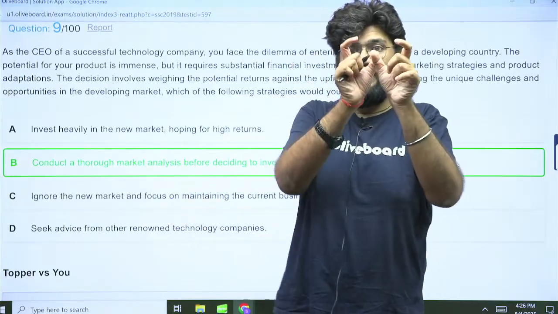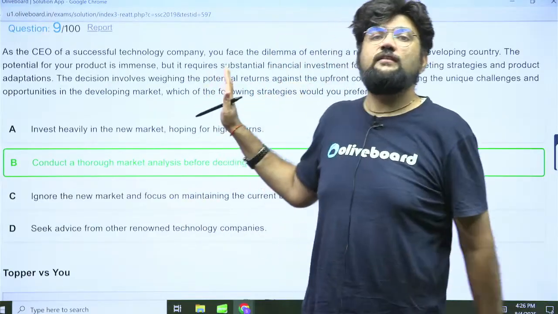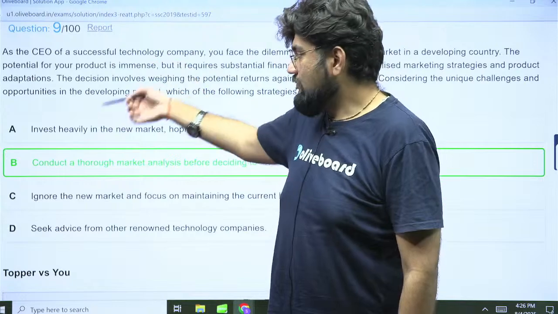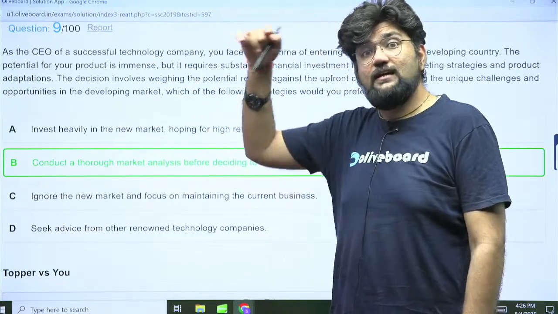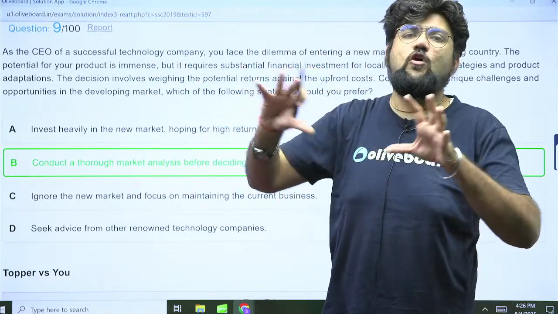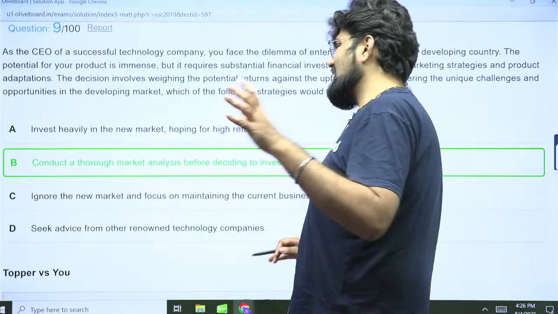Oh, this question, this answer I've matched. This question, this answer I've matched. This does not work like that. A lot of times, your options with the exact keywords will be the incorrect answer. That's a very common trap in critical reasoning. So be careful about these little things.